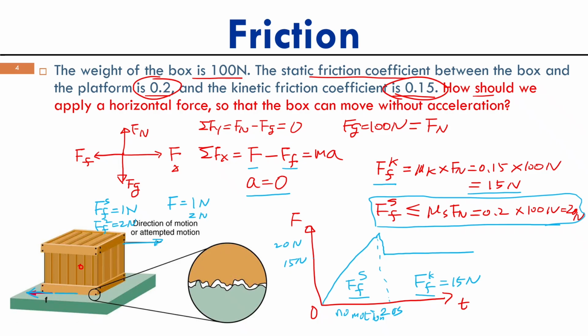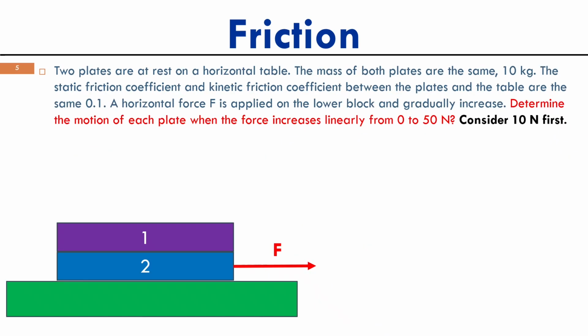Alright, now let's look at another practice problem. There are two plates at rest on a horizontal table, 1 and 2, and the mass of both plates is the same, 10 kg. The static friction coefficient and the kinetic friction coefficient between the plates and the table are the same, 0.1. If we apply a horizontal force on the lower plate and gradually increase the force, determine the motion of each plate when the force increases linearly from 0 to 50 Newton.